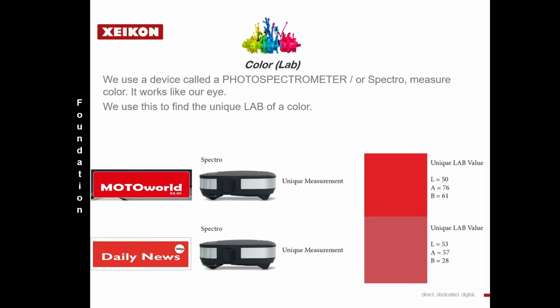How do we get this lab value? Well, we use a device, a photospectrometer or a spectro, and it works like our eye, but out of the back of these machines, through software, we are given a LAB value. So we have our 2 examples, our glossy magazine and our newspaper, and we see that they have 2 different colour values for the red header.